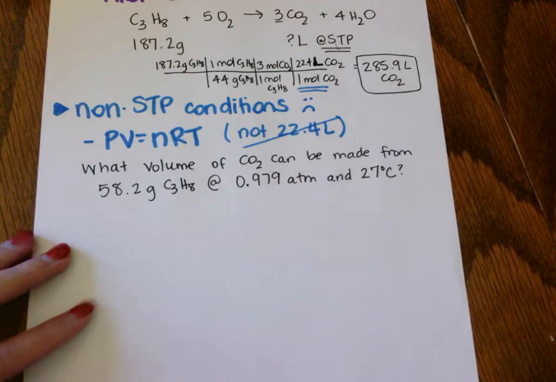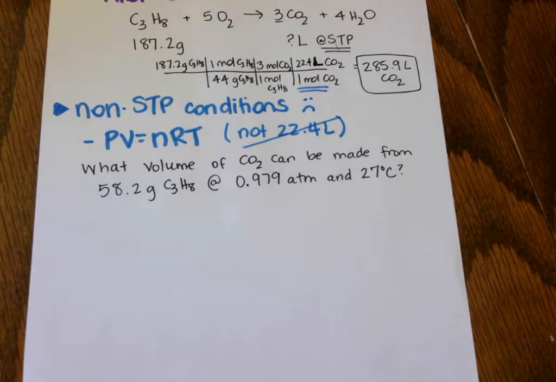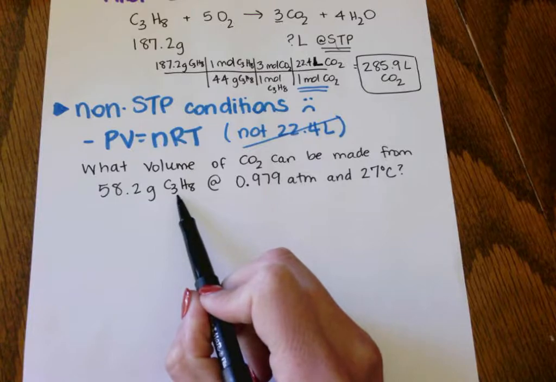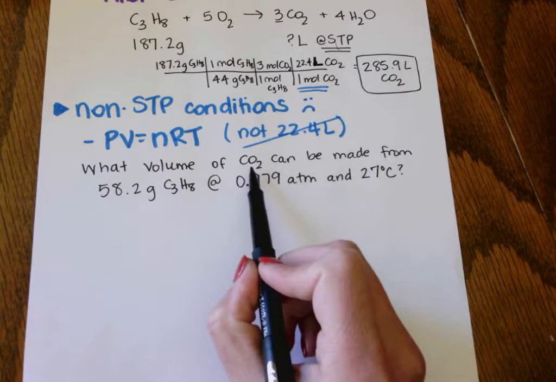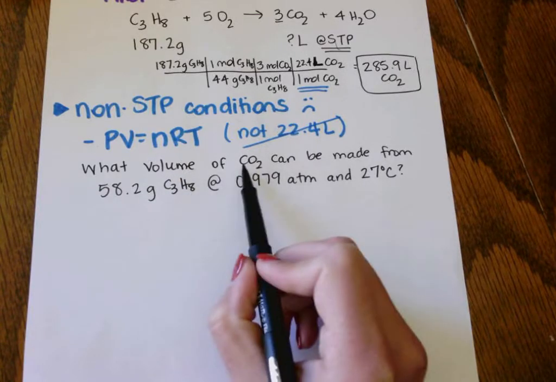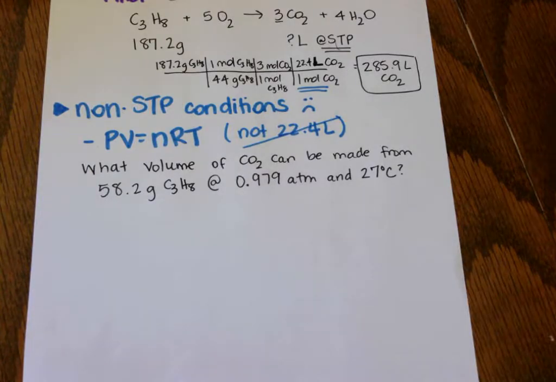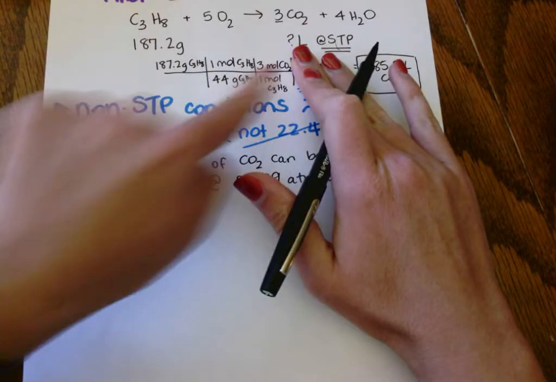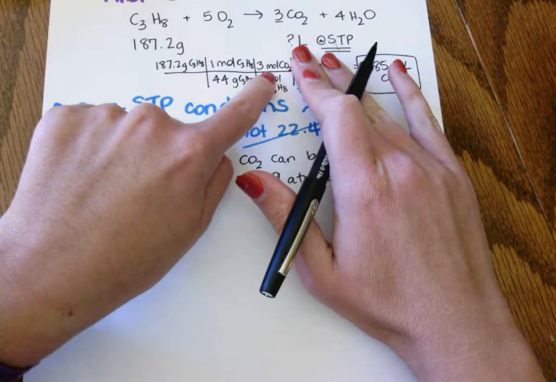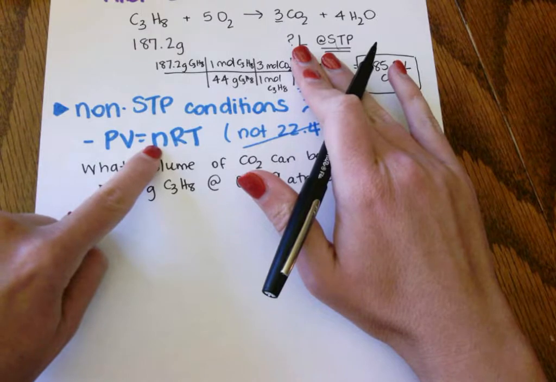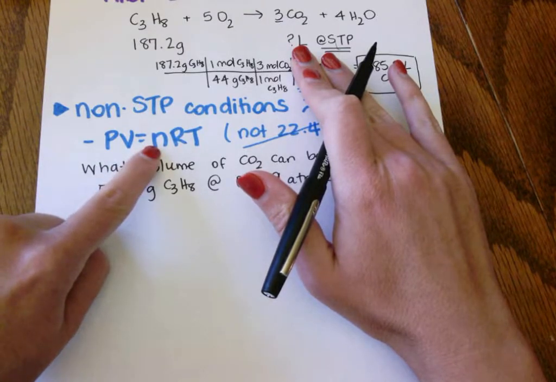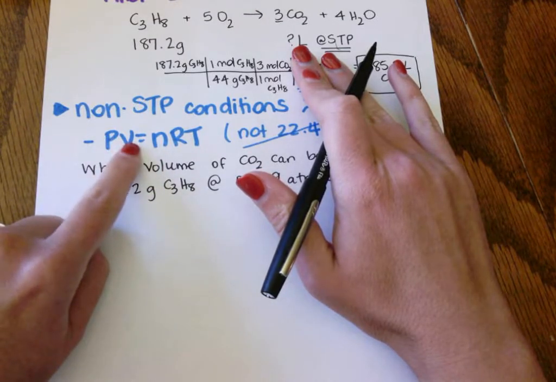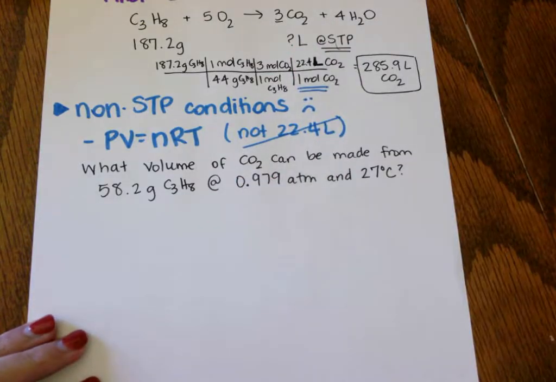Okay, so in this scenario, right, I've got grams of propane and I want volume of CO2. So because I'm again changing substances, I still have to go through my mole ratio. I just don't want this last box. So I'm going to stop at moles of CO2 and then plug those moles in for my PV equals nRT, right? And then I can solve for the volume by dividing by the pressure.